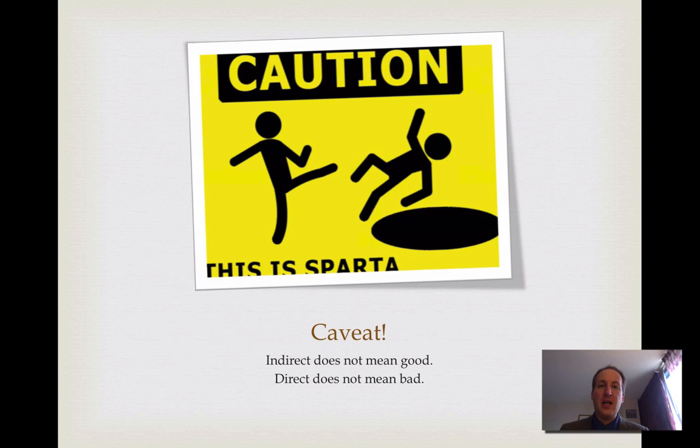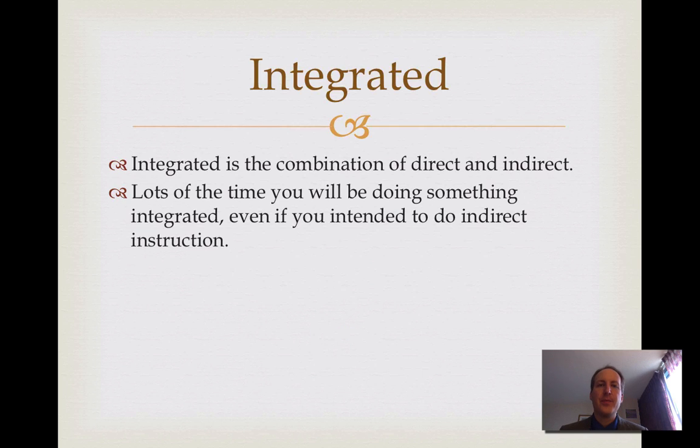Now, caveat, be careful. Indirect does not mean good, and direct does not mean bad. There are really, really bad indirect lessons, and there are really, really good direct instruction lessons. You just kind of have to figure out which is which.